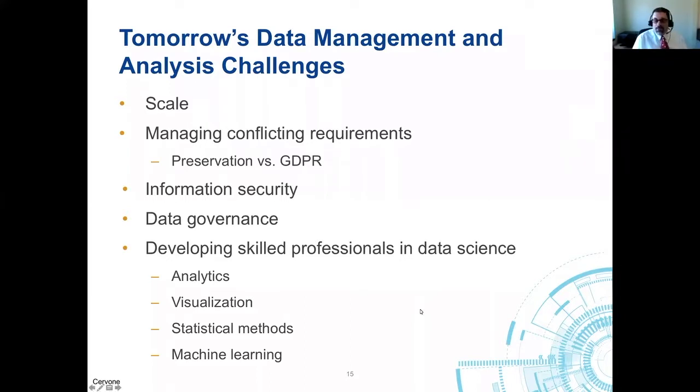So I think if we look specifically at the issues related to data management and analysis, clearly the biggest issue right now and in the future is going to be managing the scale of the amount of data that we have, both in terms of just simply storing it, but also preserving it and making sure that it is available in ways that are actually useful to the people who need that data.